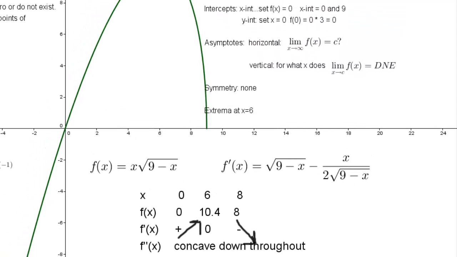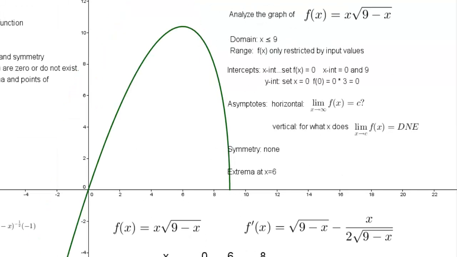So you've probably been following all along, but let's look at the function itself and see if it meets everything that we've done. Its domain is all x values less than or equal to 9. Its range values are only restricted by those, and it winds up being from negative infinity to positive 10.4. Its x-intercepts occur at 0 and 9. Its y-intercept occurs at 0, and that's the only y-intercept.